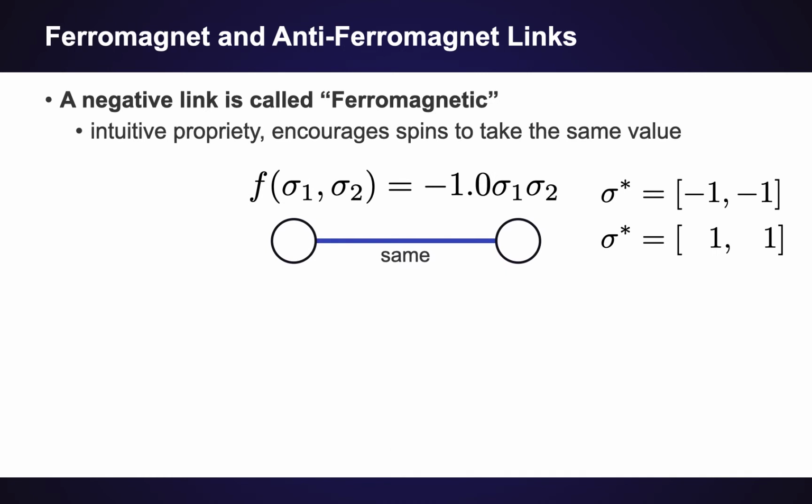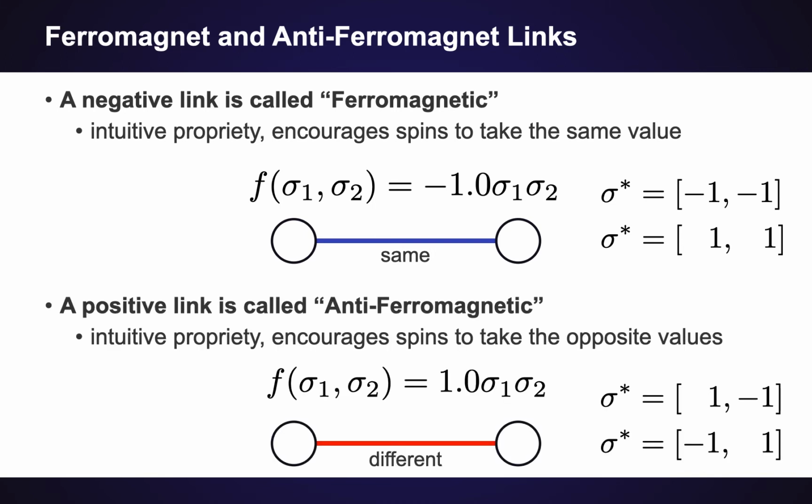First thing is that links have special names called ferromagnetic and anti-ferromagnetic. In this case, a negative link is called ferromagnetic because intuitively it encourages two spins to take the same value. So if you consider this simple one-edge two-spin model, the optimal solution is -1 and -1, or 1 and 1, when the coefficient is -1, so it's a ferromagnetic link. Positive links are called anti-ferromagnetic because they have the opposite property, which encourages spins to take opposite values. So in this case, the optimal solutions are 1 and -1, and -1 and 1.